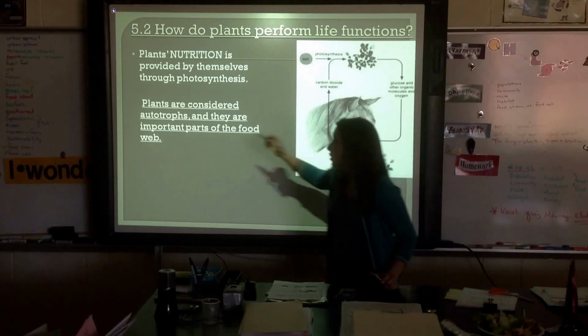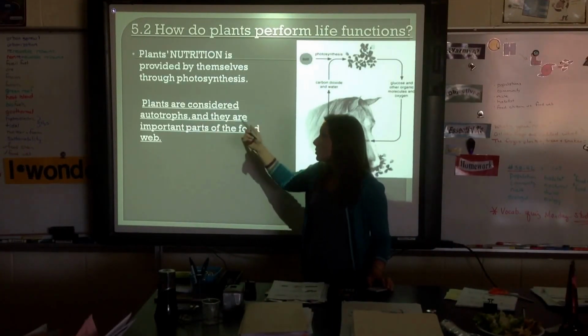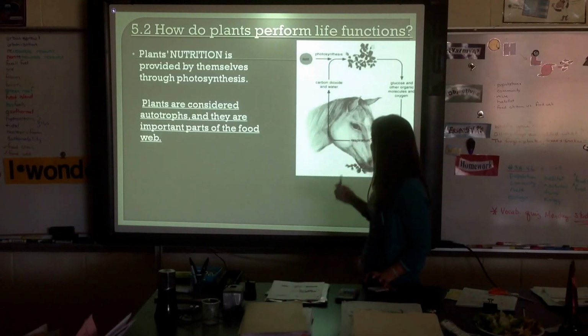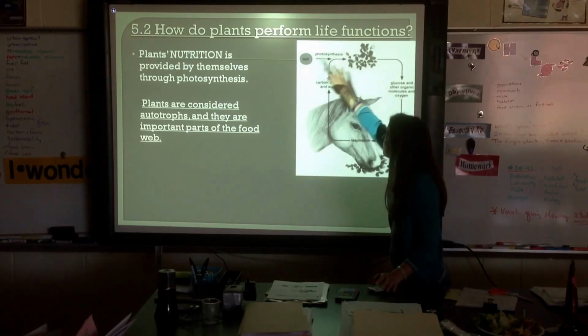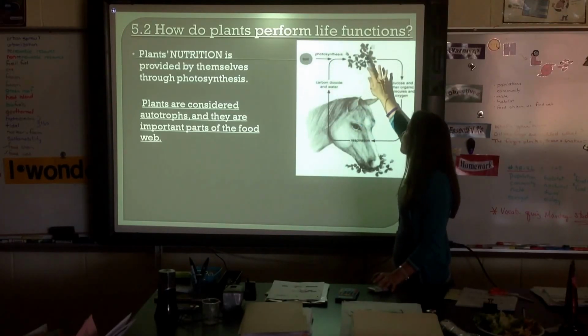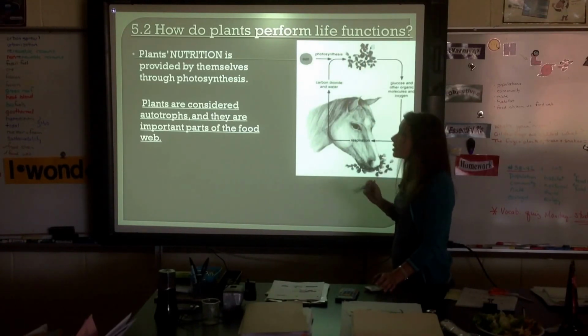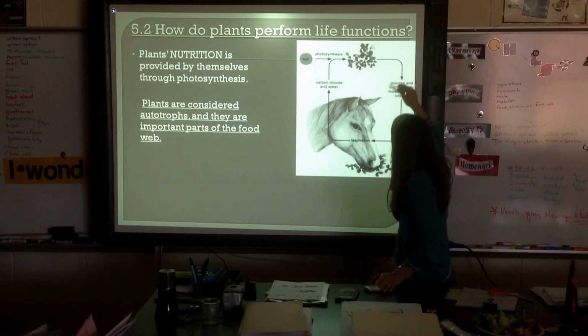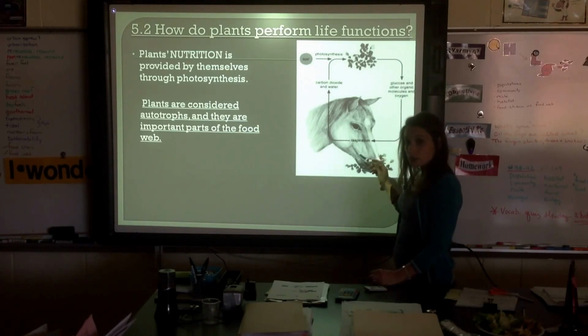We have this new word, autotroph, and it means to self-feed. So plants are considered autotrophs. They self-feed, and they're important parts of the food web. So you can see that plants use sunlight to build their own food. They use carbon dioxide and water to build their own food. And now they have glucose or other organic molecules. Well, guess who's going to use that glucose?